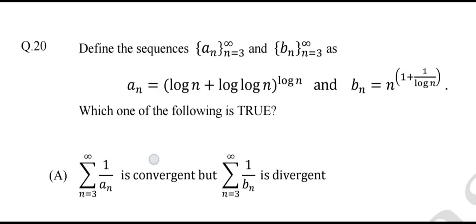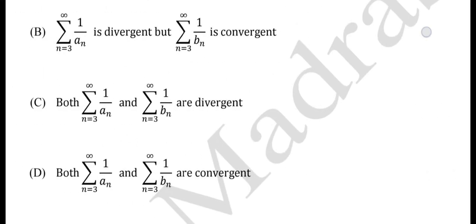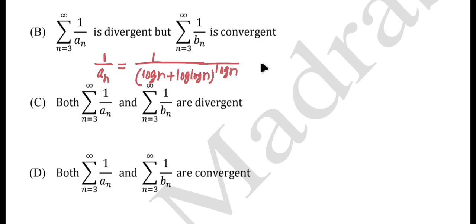And you see option A here, and here is option B. And let us solve this. You see, first I take this sequence 1 by a_n, and you can see that this is our log n plus, okay, and obviously less than. I have omitted this term in the denominator inside the parenthesis, so this is greater, okay.